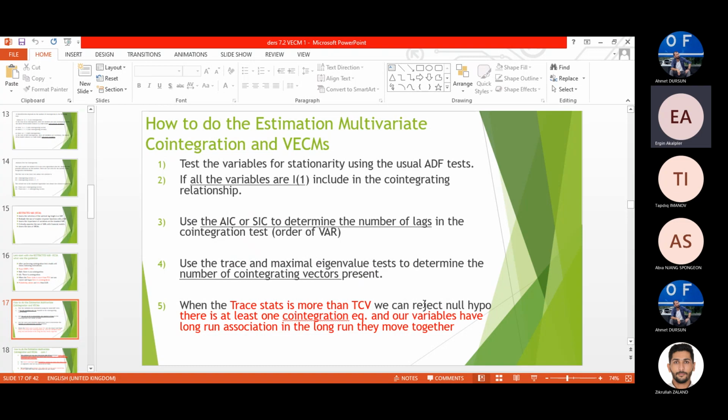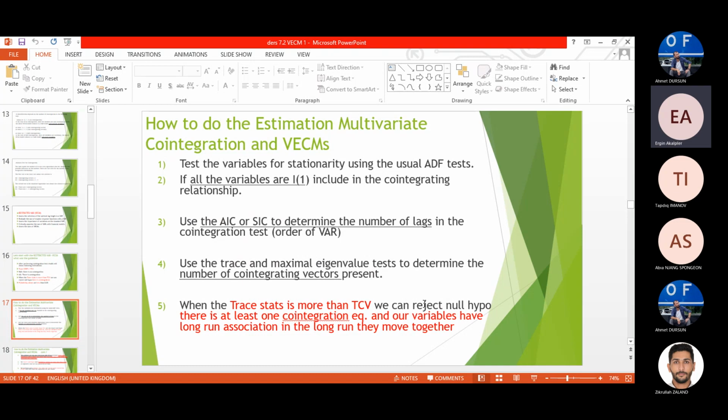How to do the estimation: multivariate co-integration and vector error correction models. Now we are going to introduce the step-by-step way to do the test. Test the variables for stationarity using the usual augmented Dickey-Fuller test. If all the variables are I(1), include them in the co-integrating relationship. Use the Akaike info criterion or Schwarz info criterion to determine the number of lags in the co-integration test, the order of the VAR. Use the trace and maximum eigenvalue tests to determine the number of co-integrating vectors present.